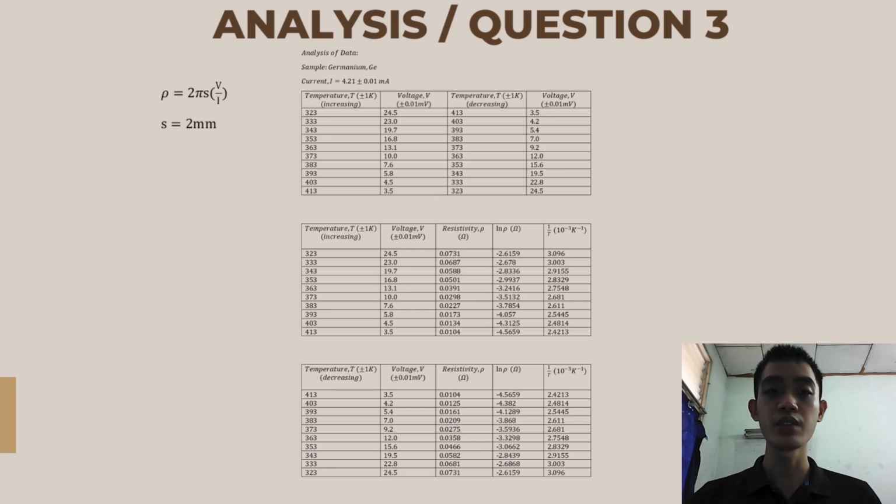Then, we need to take the ln of the value of rho. After that, we also need to take the reciprocal of the value of T. Finally, we have obtained all the values of x and y to plot the graph. We need to put all the values of T, V, rho, ln rho, and 1/T into a table as shown in the slide. One table is for increasing temperature and another table is for decreasing temperature.